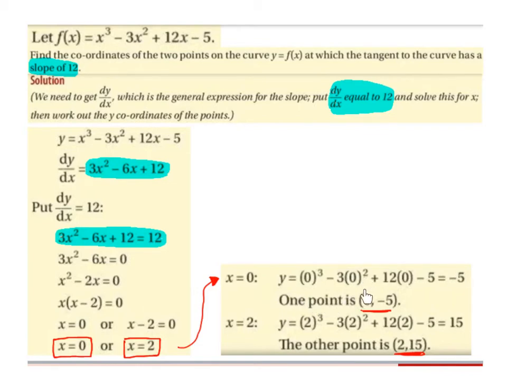So 1 point is 0, minus 5. And if x is equal to 2, then y equals 2 cubed minus 3 times 2 squared plus 12 times 2 minus 5, which is 15. So the other point is 2, 15. So we were asked to find the coordinates of the 2 points on the curve y equals f of x, at which the tangent to the curve has a slope of 12. And those 2 points are 0, minus 5 and 2, 15.